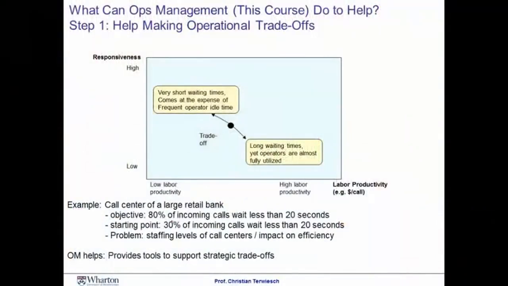Let's look at a specific example. Imagine you're consulting for a call center. The call center currently has problems with response times. Customers are waiting a long time and only 30% of the incoming calls get served in 20 seconds or less. Say for sake of argument that your goal is to improve this and get 80% of the calls serviced in 20 seconds or less. This is called a service level.